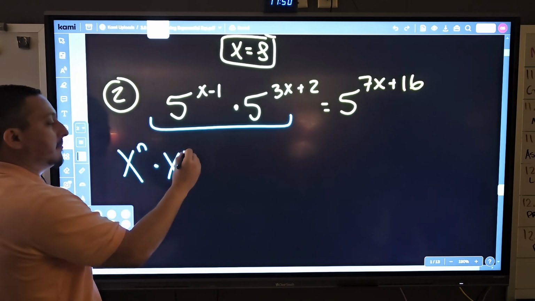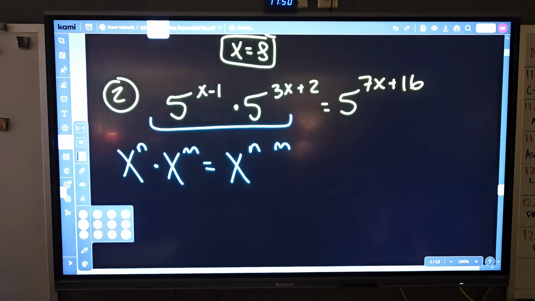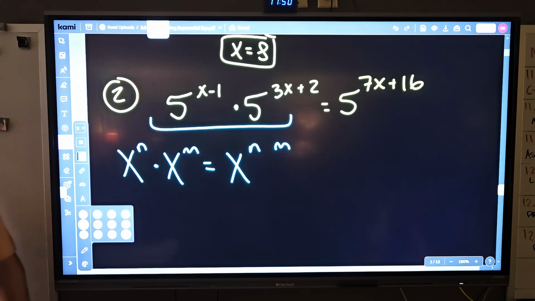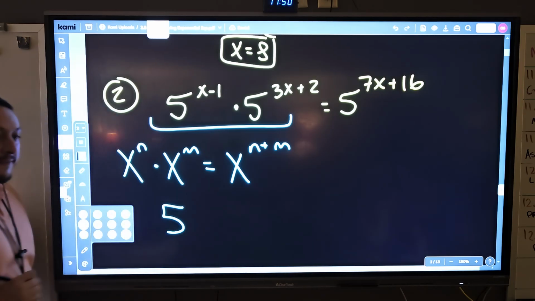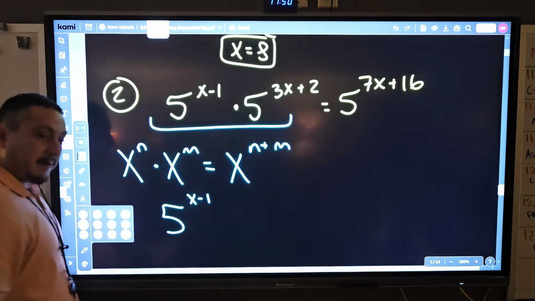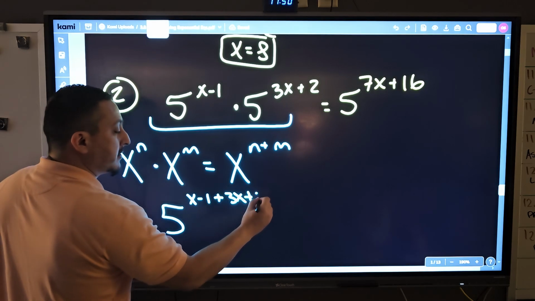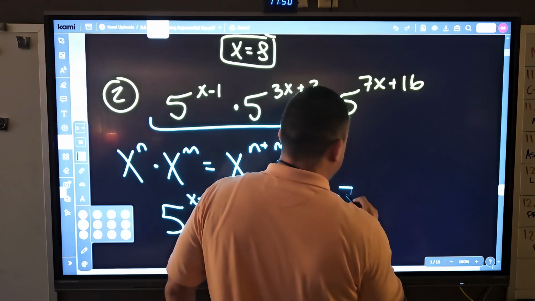Let me show you the proper form. What do we do with n and m if you're multiplying like this? What do we do with these two? Add them. That's the rules of exponents. So that's exactly what we can do here. We can combine the 2 5's into 1 5, and we can add the powers. Again, they're not just one number this time. They're expressions, but it's the same thing. x minus 1, that's the first power, plus the second power, 3x plus 2. I'm still just adding this power plus that power. And on this side, I still have this.